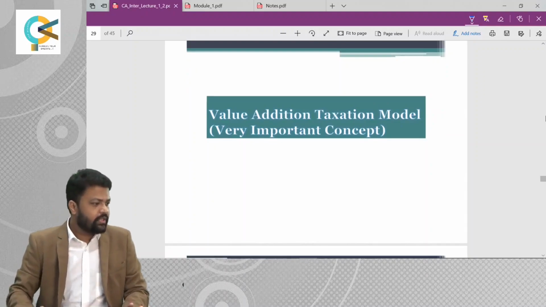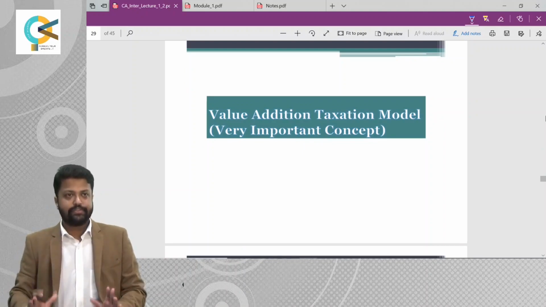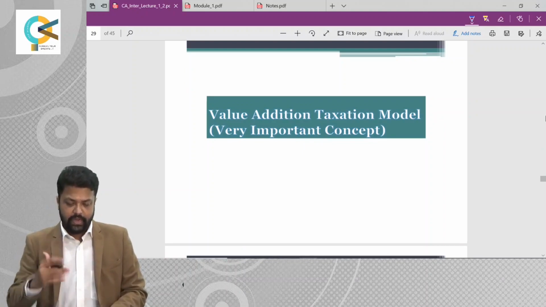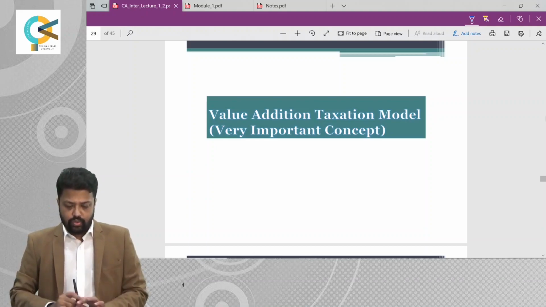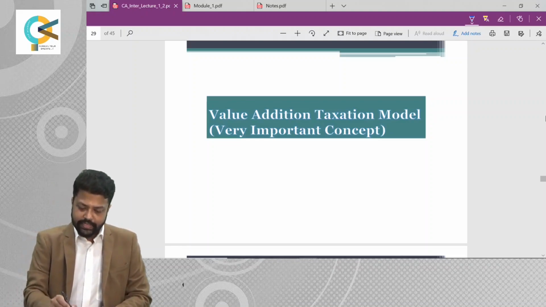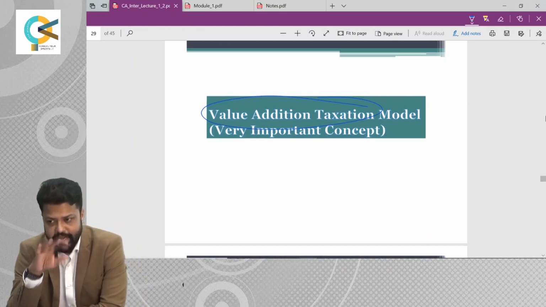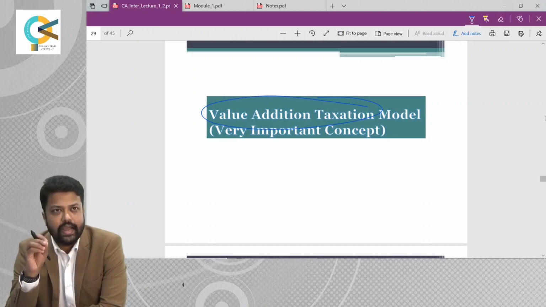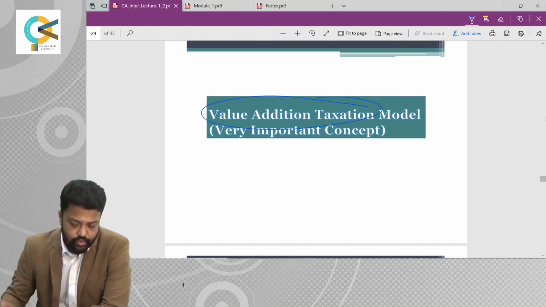So that was about the basic understanding of the exam pattern, subject, all the topics, the marking system, and how to score in the exam. Now one important concept that we are going to understand is this value addition taxation concept. This concept is a base for every indirect tax which is there in the world. So how this model works in a real life example, that we are going to see.